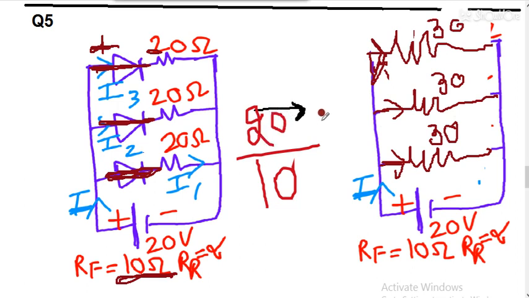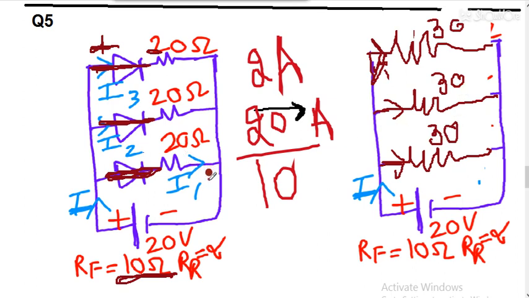So E by R is equal to current. So 20 by 10 ampere is the current. That means 2 ampere is the current. And this 2 ampere is further divided into three parts because here the cases are of equal resistances. I will discuss the cases of different resistances in the next video, but here the cases are of equal resistances.